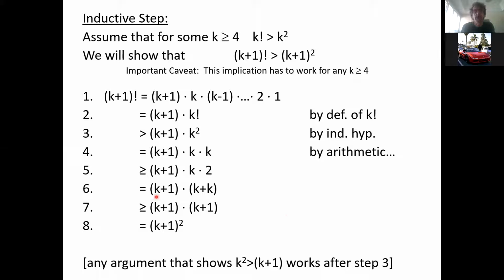Okay. Yeah. In step 6, we used that... No. Well, in this equality it is just that 2k is the same as k plus k. And in this inequality it is that k is at least 1. And in this inequality that k is at least 2.